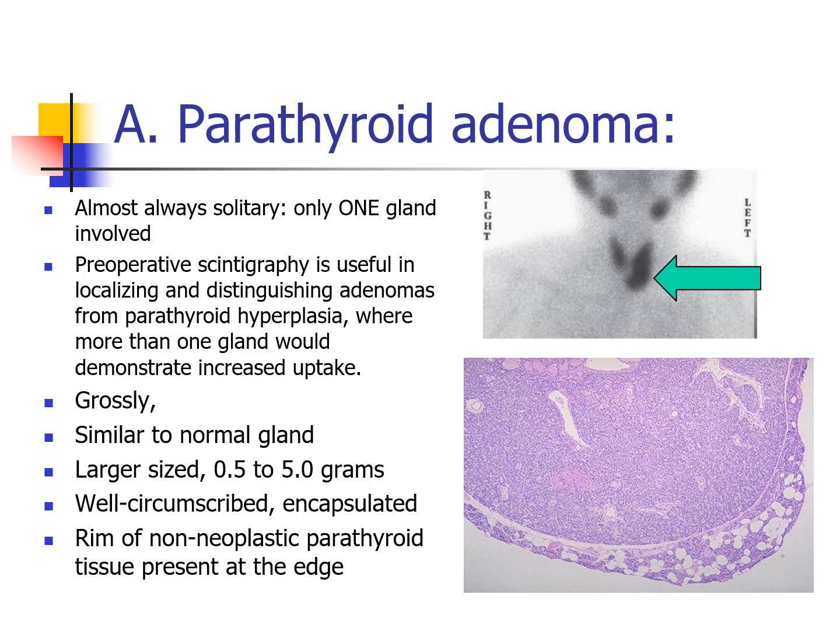Parathyroid adenoma is almost always solitary. Preoperative scintigraphy is used to localize and distinguish adenomas from parathyroid hyperplasia. Adenomas usually affect one gland, whereas hyperplasia usually affects more than one gland. Grossly, the parathyroid adenoma is similar to the normal gland, but it's larger in size, is well circumscribed and encapsulated, and there is a rim of non-neoplastic parathyroid tissue present at the edge, such as here.